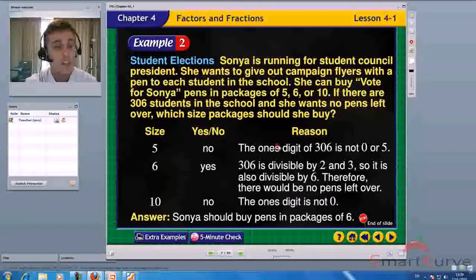No. She doesn't want any left over, and 306 is not divisible by 5, or 10, because the last digit is 6. Size 6. Yes, 306 is divisible by both 2 and 3, so you know it is divisible by 6. Therefore, there would be no leftover pens. 10. No, the last digit is not 0, so she would have leftovers. Sonia should buy pens in packages of 6.